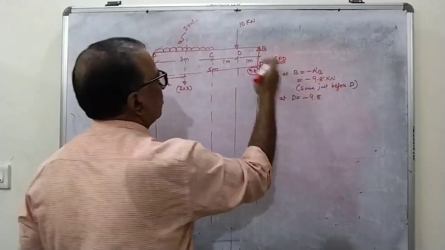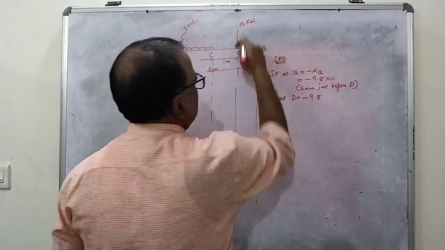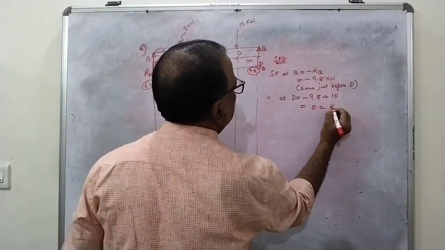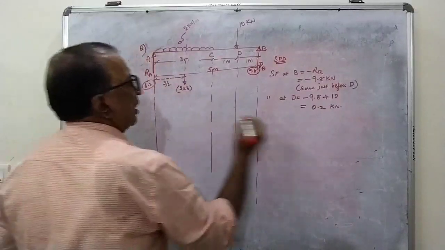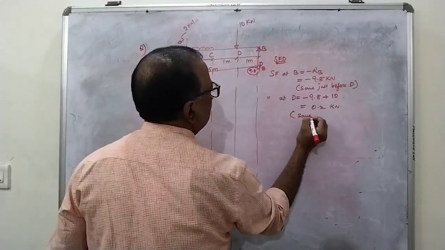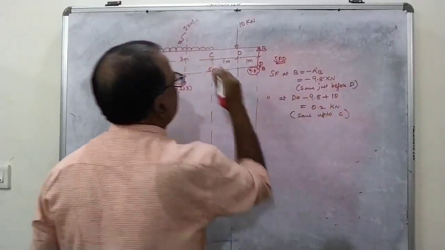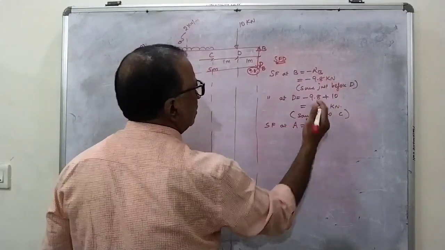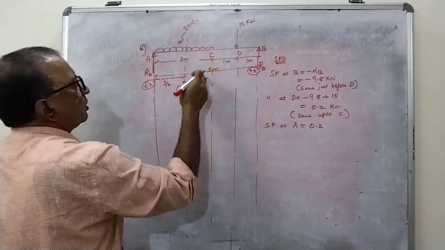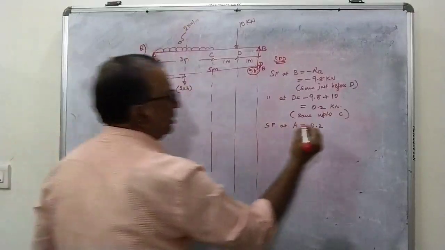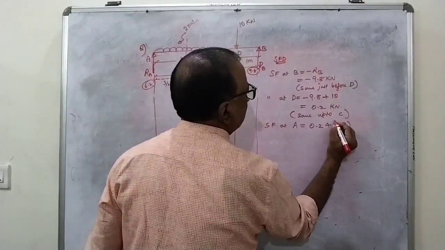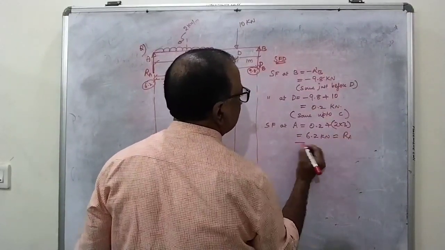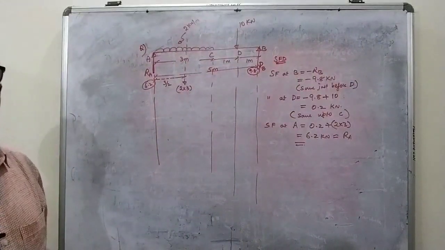Previous value is minus 9.8 plus, at D there is 10. That is equal to 0.2 kilonewtons. Same up to C, there is no load up to C. Then you can say shear force at A is equal to previous value 0.2 plus there is a downward load, plus 2 into 3, that is equal to 6.2 kilonewtons, which is equal to your RA.